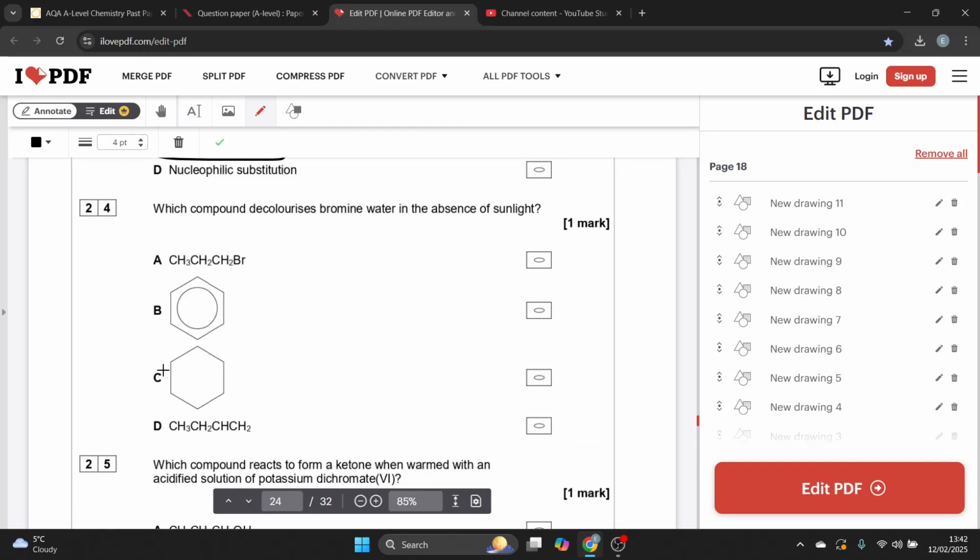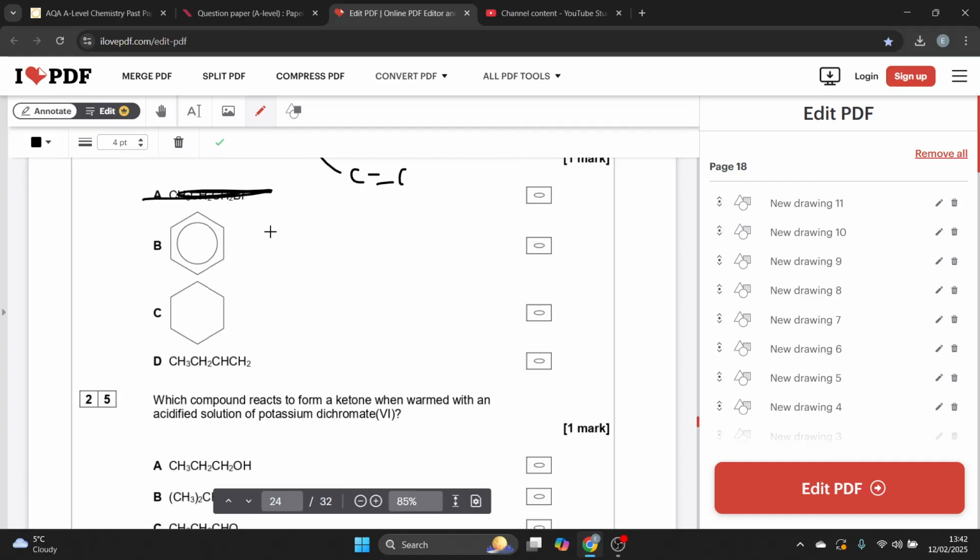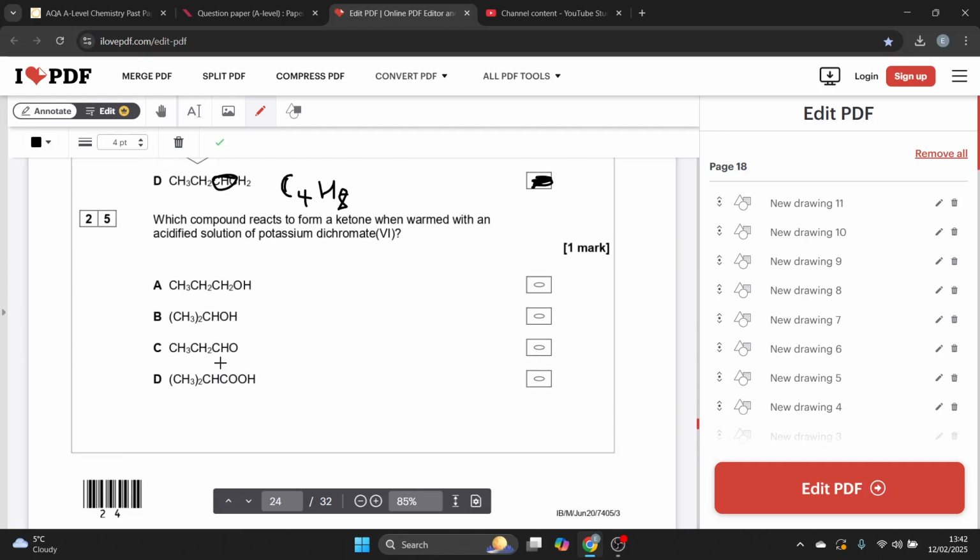Question 24, which compound decolors bromine water in absence of sunlight? Decolors bromine water, so we've got to have a carbon-carbon double bond. So it's not going to be A because that's a halogenoalkane. B, C6H6 benzene, has no double bonds. C, that's cyclohexane, which also has no double bonds. D, it must be D, and it doesn't look like it has double bonds really, but if it's 1, 2, 3, 4, C4H, 1, 2, 3, 4, 5, 6, 7, 8. Perfect. And that's why there's only one hydrogen there, because it's got a double bond.